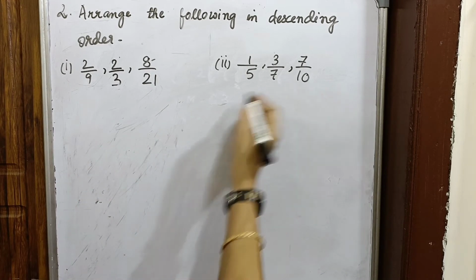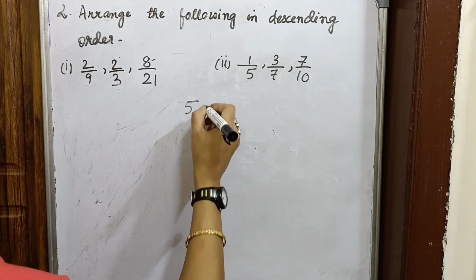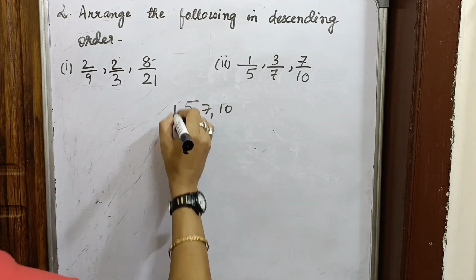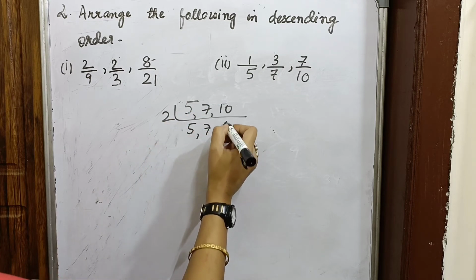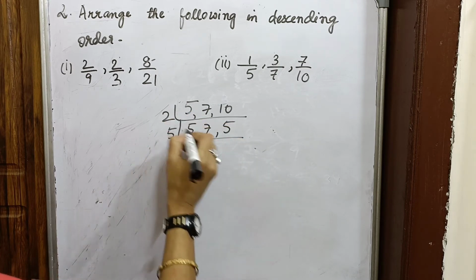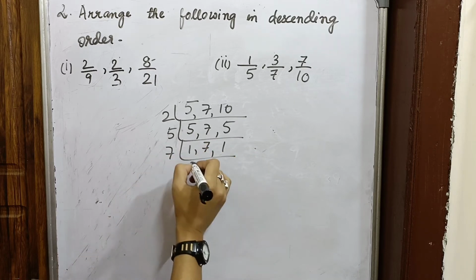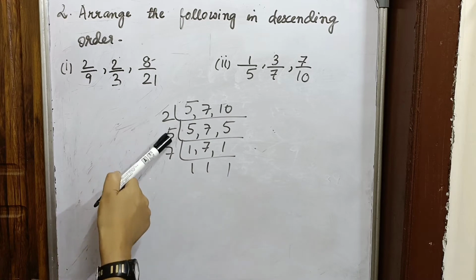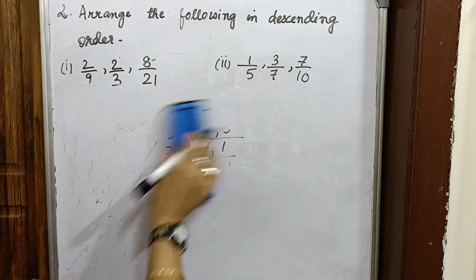First we'll find the LCM of these three: 5, 7 and 10. 5, 7, 10: 2, 5, 7. 2 5s are 10. Next is 5, 1, 7, 1, and 7, 1, 1, 1. 2 5s are 10, 10 7s are 70. So the LCM is 70.